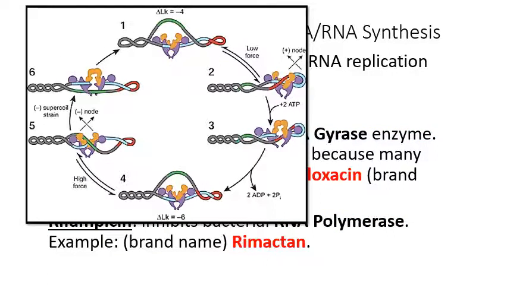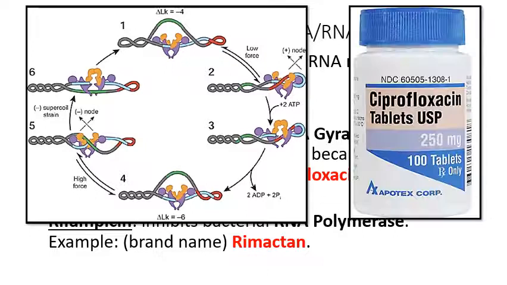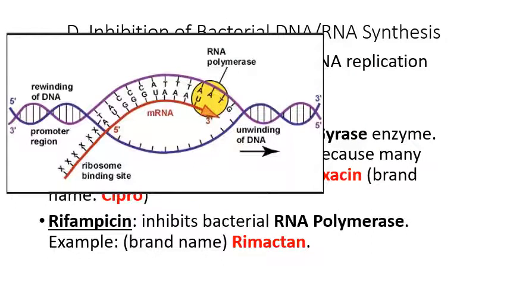All right, so there's the gyrase unwinding the DNA so that you can replicate it. If you inhibit that, then you can't make a copy of the DNA and the cell cycle is stopped. Right? So there's ciprofloxacin tablets. And here's RNA polymerase. You know all about that by now.